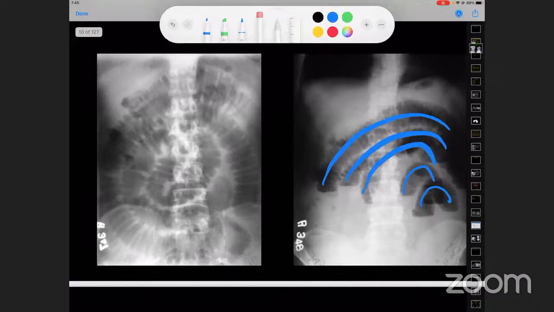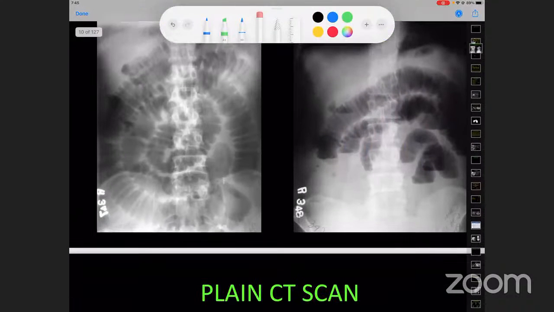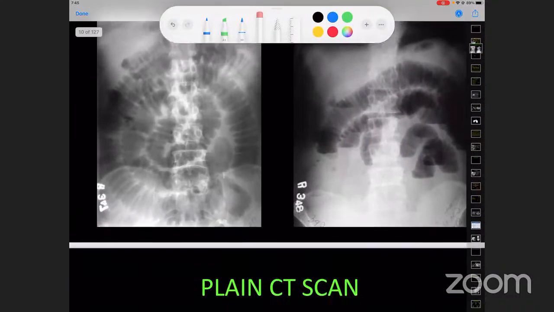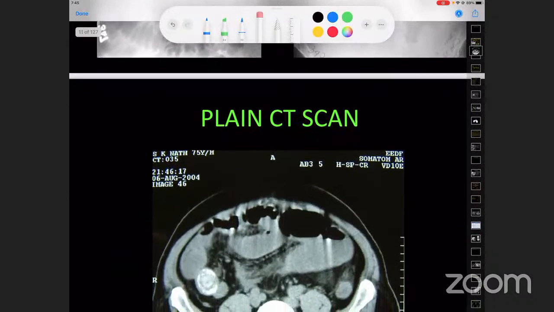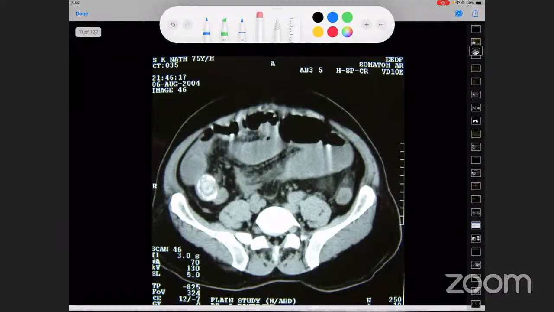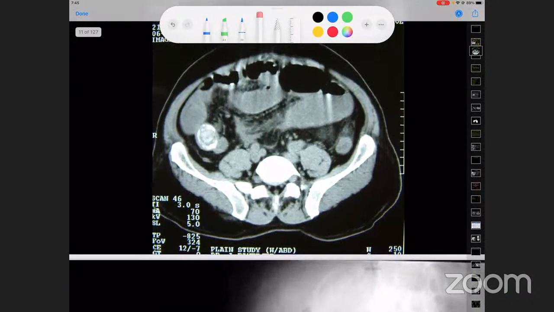This was an undergraduate thing, but as the patient was being planned for the operation, the patient did pass flatus and the surgeon was now in a dilemma about what to do. So this 75-year-old gentleman underwent a CT scan of the abdomen. I think this is a non-contrast, plain CT.